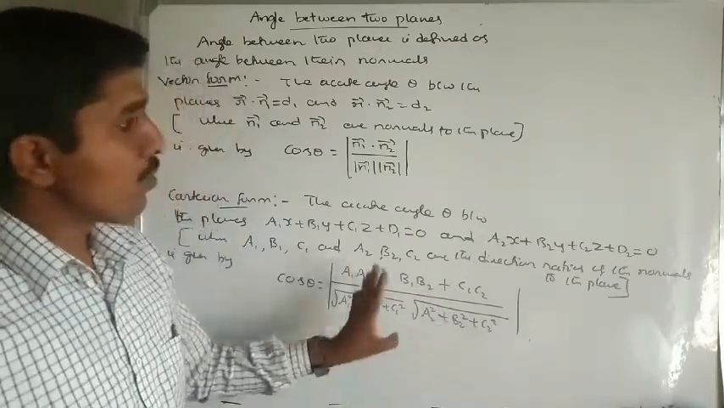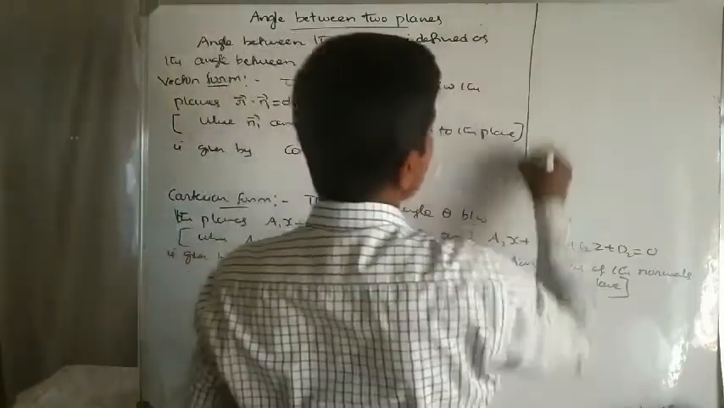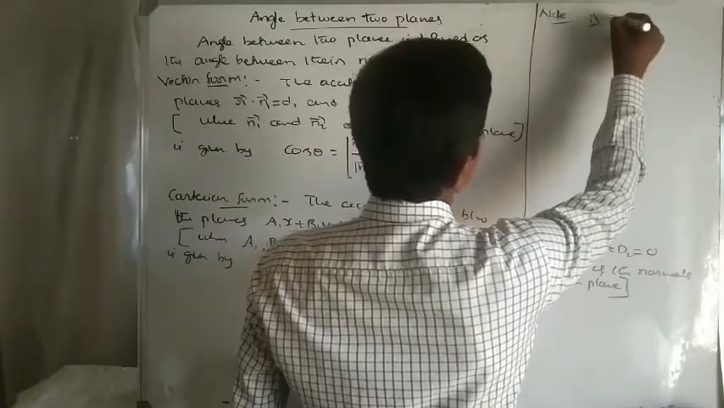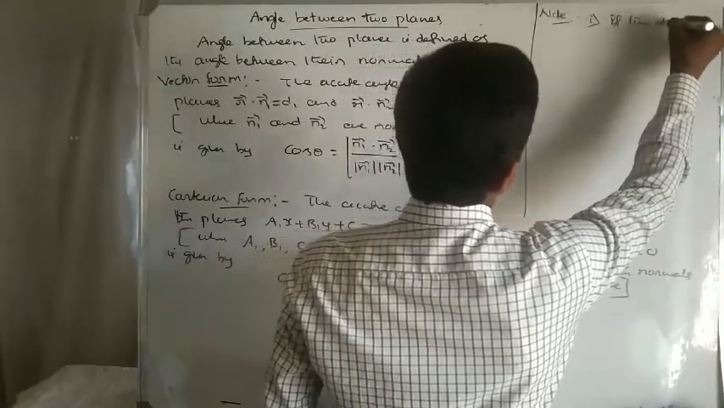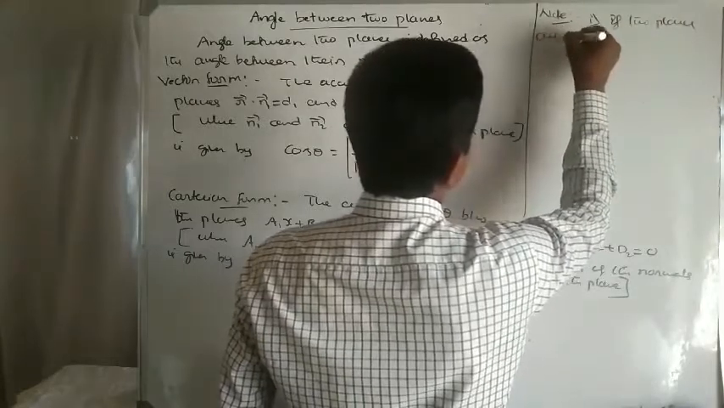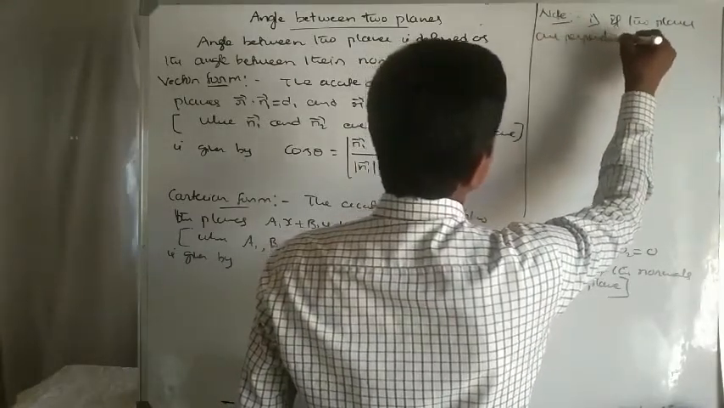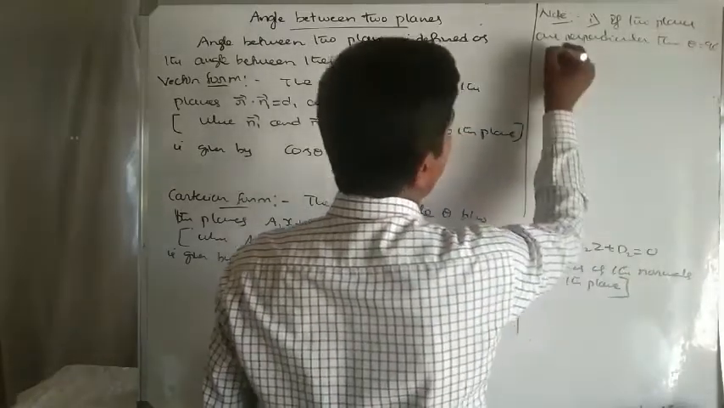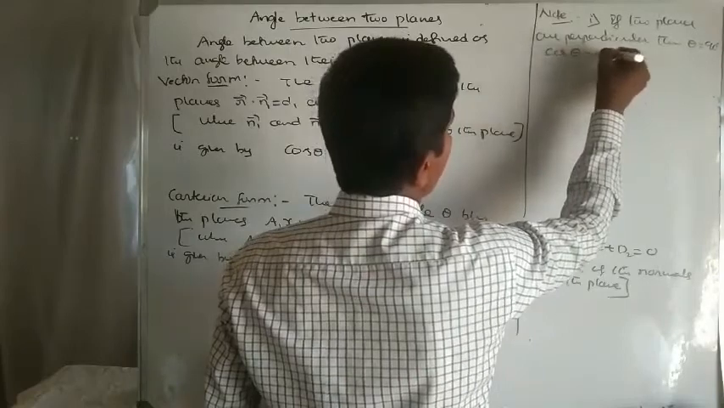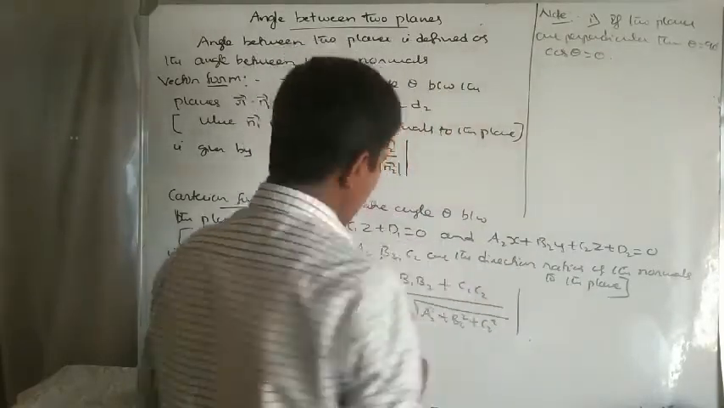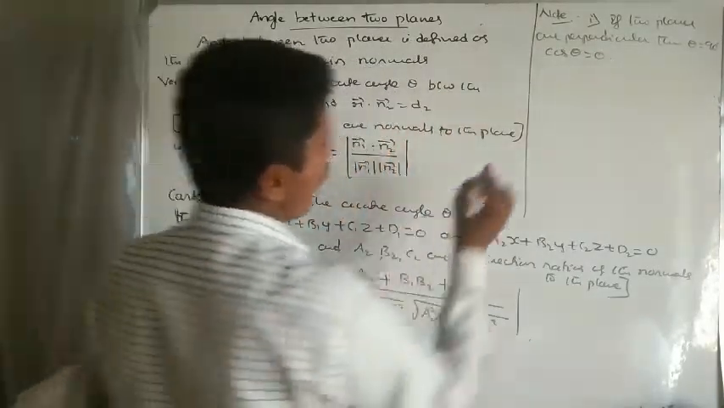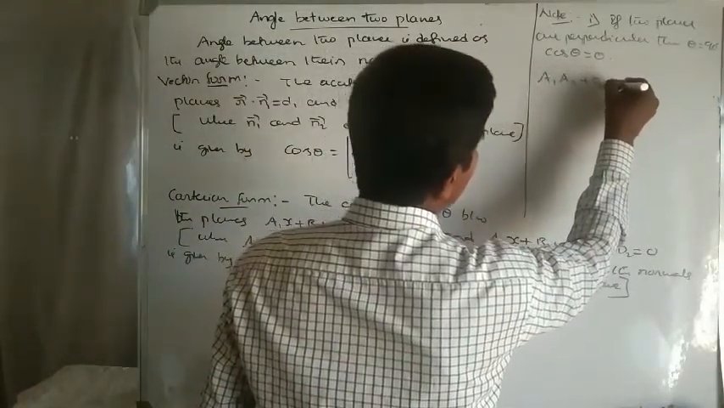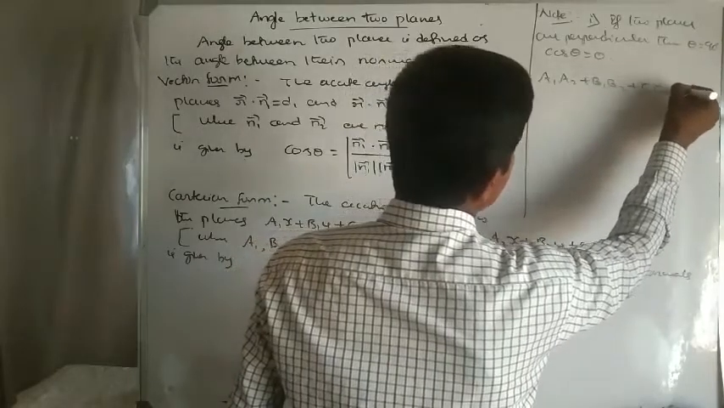Suppose if two planes are perpendicular, then theta is equal to 90 degrees. Theta equal to 90 degrees means cos 90 equal to 0, so cos theta is equal to 0. We get a1 a2 plus b1 b2 plus c1 c2 is equal to 0.